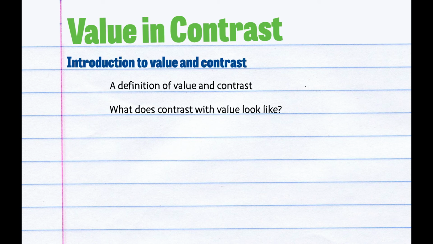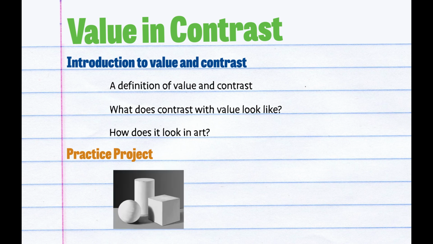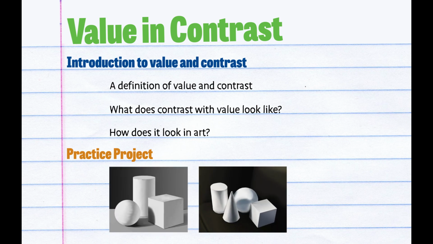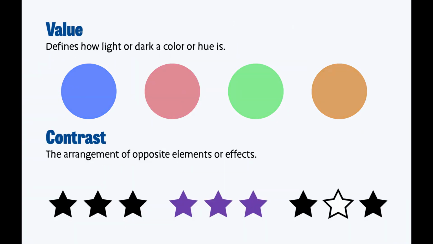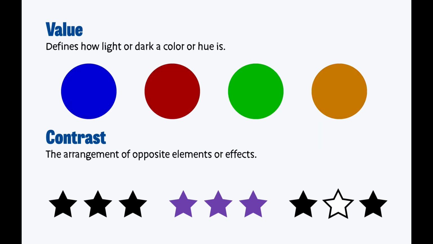Hiya! In this lesson, we will be discussing how to use value and contrast together in art, and then we'll show an exercise that uses the two concepts to create lighting and form. Value in art describes how light or dark your colors are. Contrast is the arrangement of opposite elements or effects.